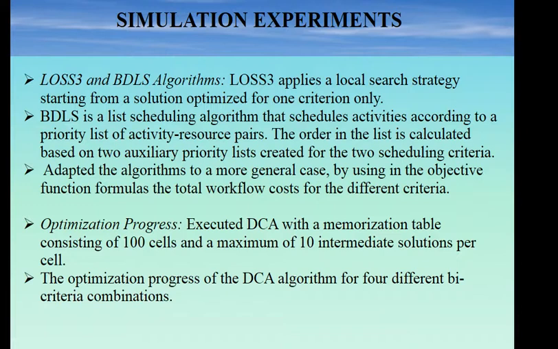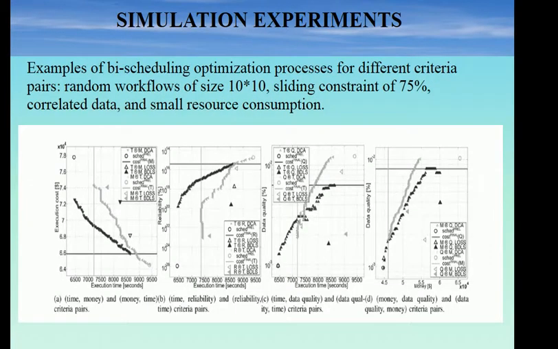Whereas compared for the optimization process, they have just given an example over here. If there are hundreds of cells, each cell will have 10 intermediate solutions. For the optimization progress, the DC algorithm would be run on 4 bi-criteria combinations. Based on that, they have explained over here. First, it might be time and money or money and time. The second would be time and reliability or reliability and time. And the next would be time and data quality, and data quality and time. Next coming to money and data quality, and data quality and money.